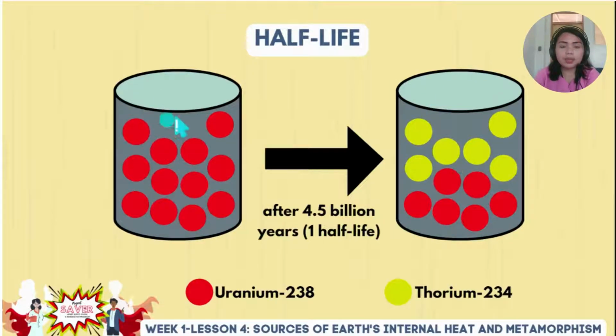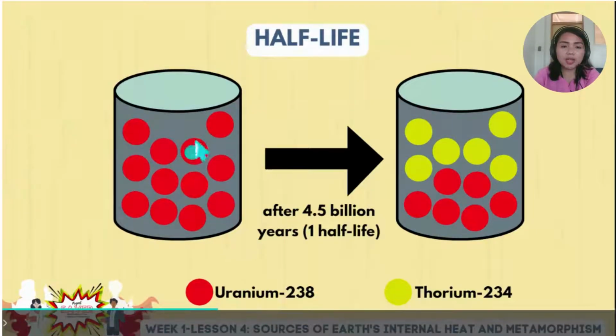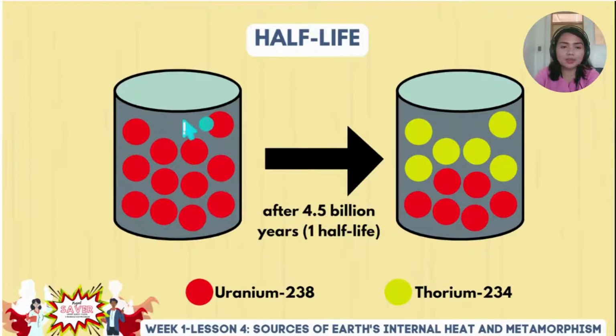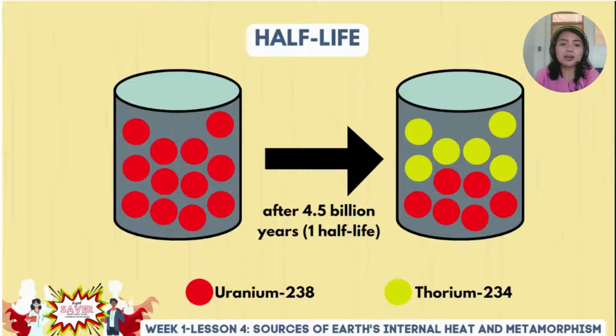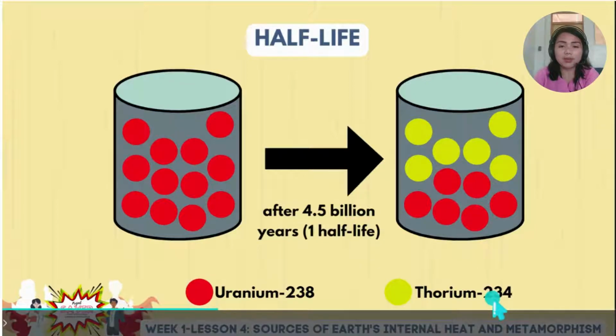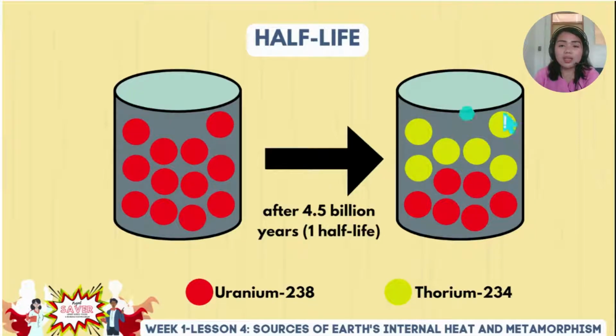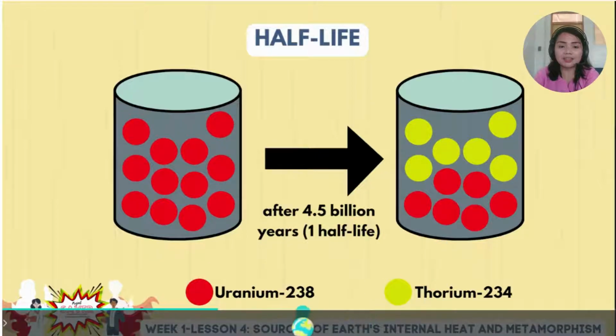Sa figure na ito, pinapakita ang uranium-238 ay merong 12 atoms. Pero pagkatapos ng 4.5 billion years or isang half-life ng uranium-238, ang kalahati nito ay magiging thorium-234 dahil yon ang panahon para siya ay mag-decay at maging thorium-234. Kung mapapansin nyo, kalahati nito ay kulay yellow na o nagbago na at naging thorium-234. Yan ang tinatawag natin na half-life.